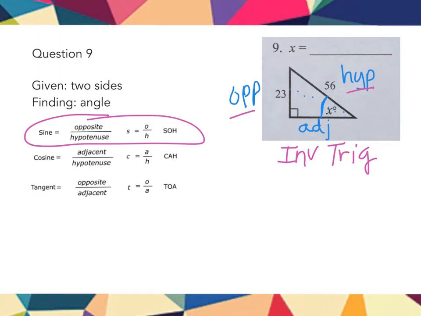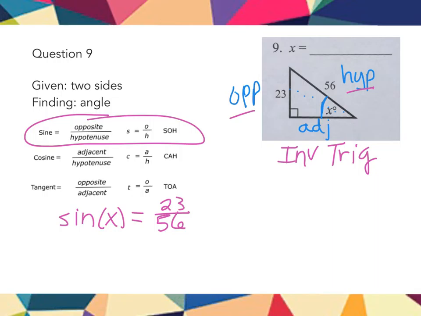All right, so for question 9, let's go ahead and set up our trig statement as if we knew what that angle were. So we'll say that the sine of angle X is equal to, and again, the ratio of opposite to hypotenuse. So 23 over 56. So this is not something that we can plug in our calculator this way.